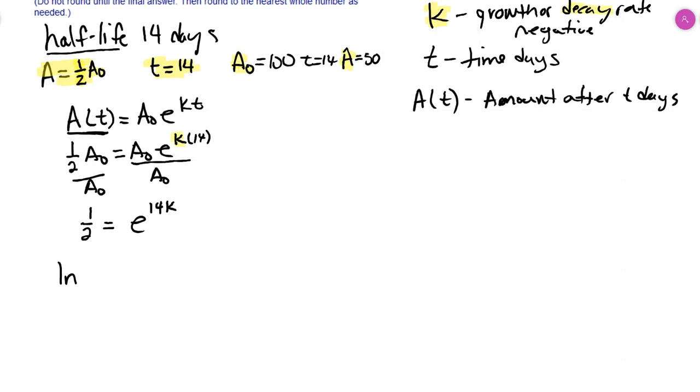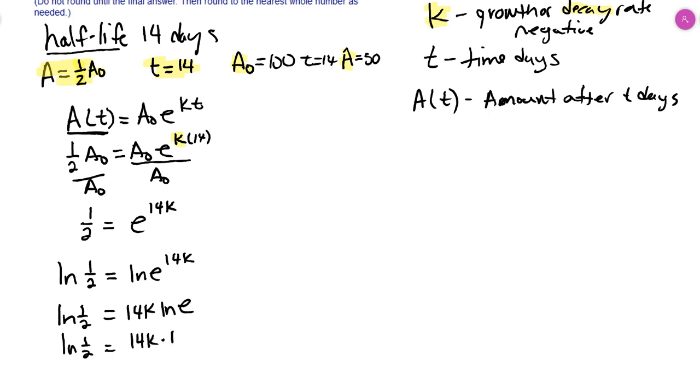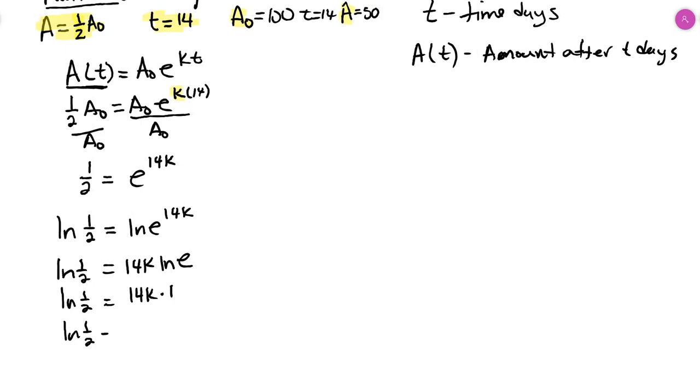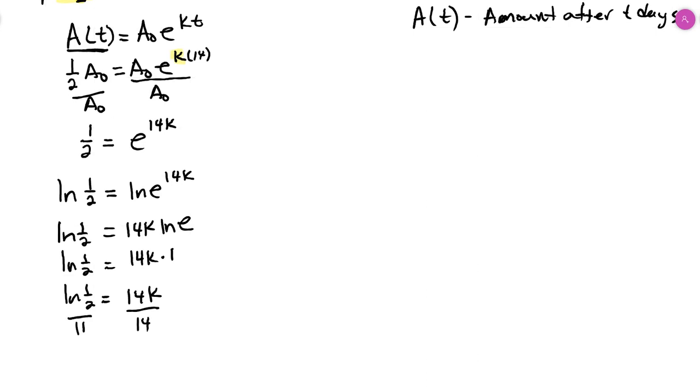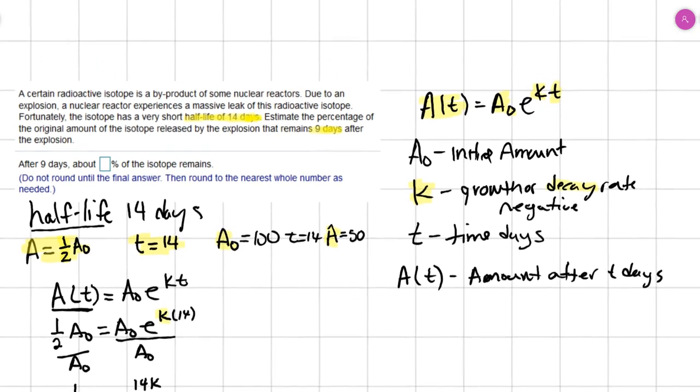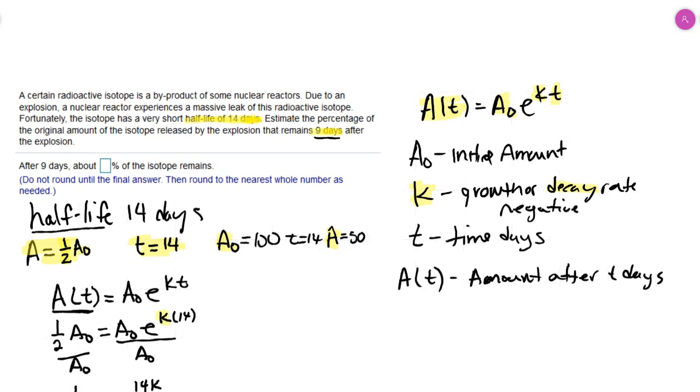Then I'll take the log of both sides to solve this exponential equation. I can use the power rule to bring that 14k out front. Natural log of e is 1. So that gives me 14k. I'll divide both sides by 14, and I get k equals natural log 1/2 over 14. So now I have my decay rate. And now I'm going to be able to answer this question that they ask.